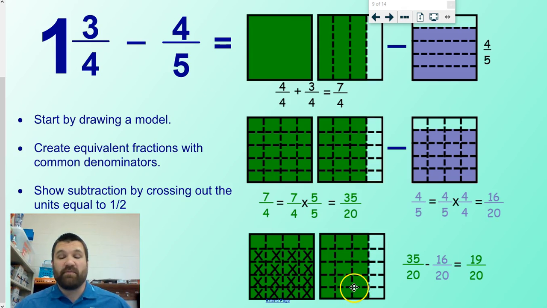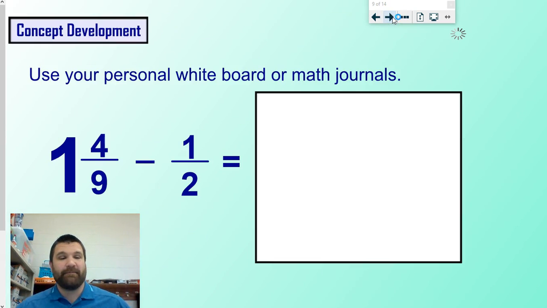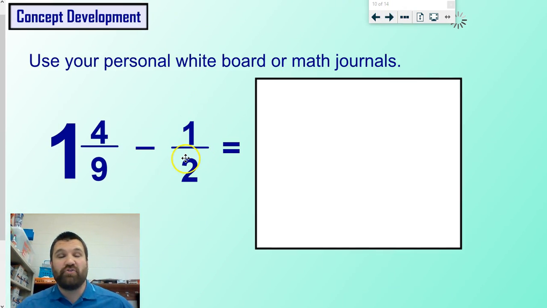So you take 16 x's. So you could just go over here and mark, you're like 1, 2, 3, 4, 5, 6, until you've done 16 of them, and then you end up with your answer of 19/20. Okay? Let's do another one. I will allow you to do your choice on this, on how you want to solve it. But what is 1 4/9 minus 1/2? Go.